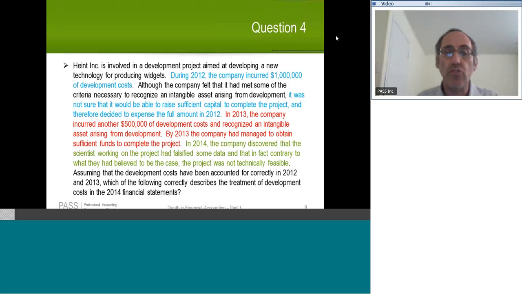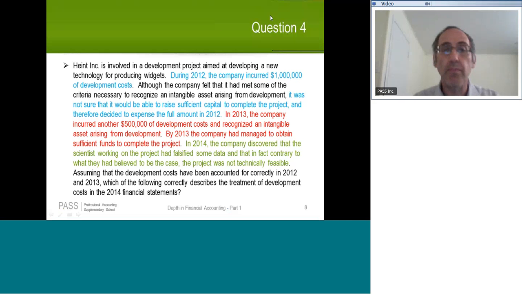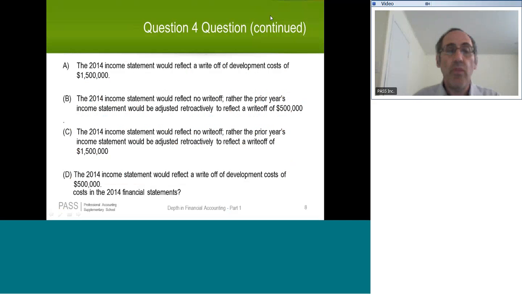So, as we mentioned a moment ago, it would have been perfectly appropriate in 2013 to capitalize the development cost as we now had sufficient resources. The question is, what do we do in 2014 when we discover that information was falsified? So, let's take a look at what our options are. We've got four options, A, B, C, and D. Which one best describes the correct treatment?